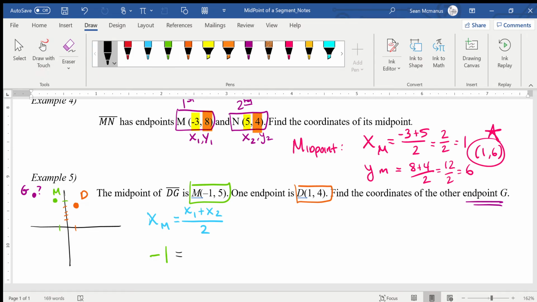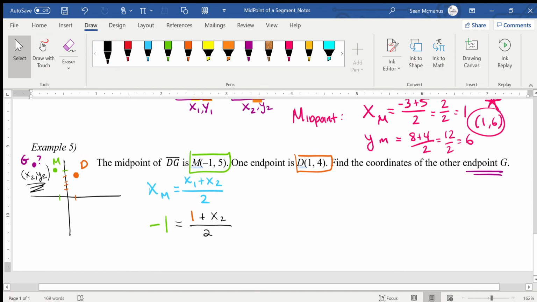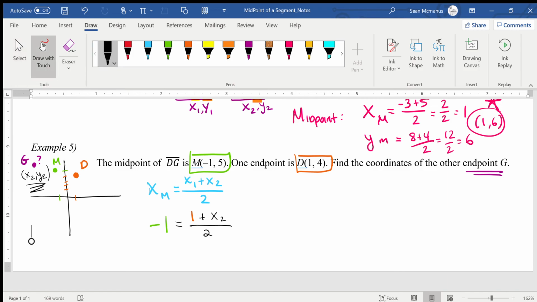X sub 1, I know one of the endpoints, right? The orange one, D, I know it has an x coordinate of 1. And x sub 2, that's what I don't know, right? I don't know what x sub 2 is. These two are over here, x2 and y2. So I'm going to plug in the things I know, and I can see there's only one thing missing, x sub 2. So I can go ahead and solve this equation for x sub 2.